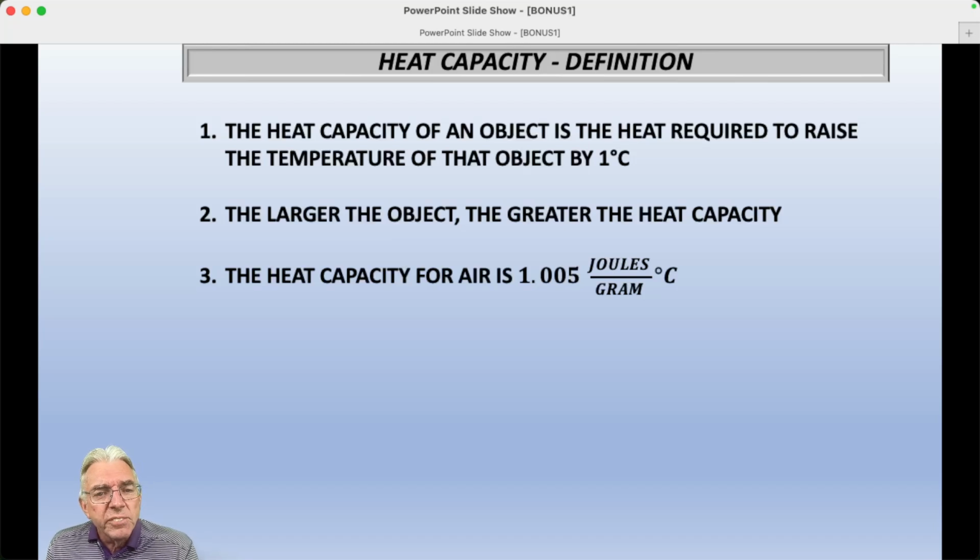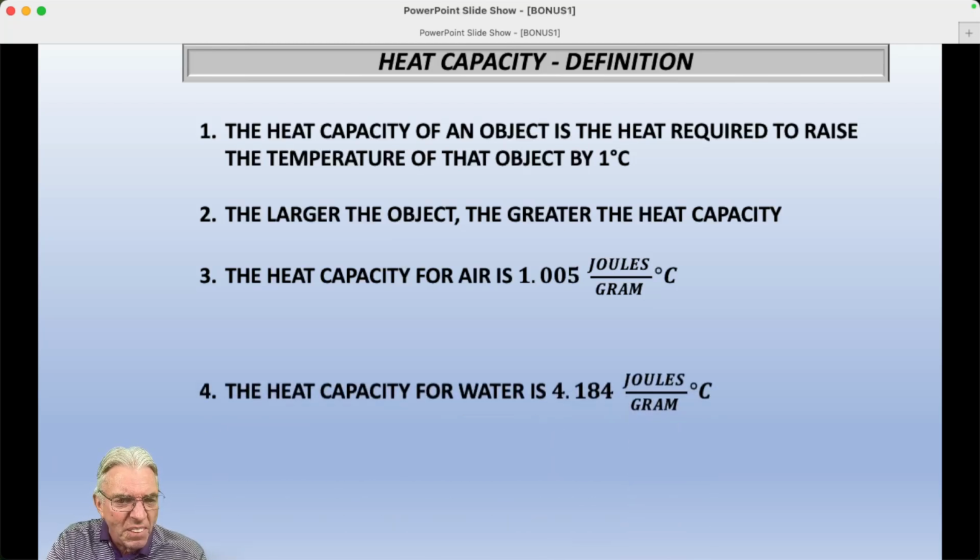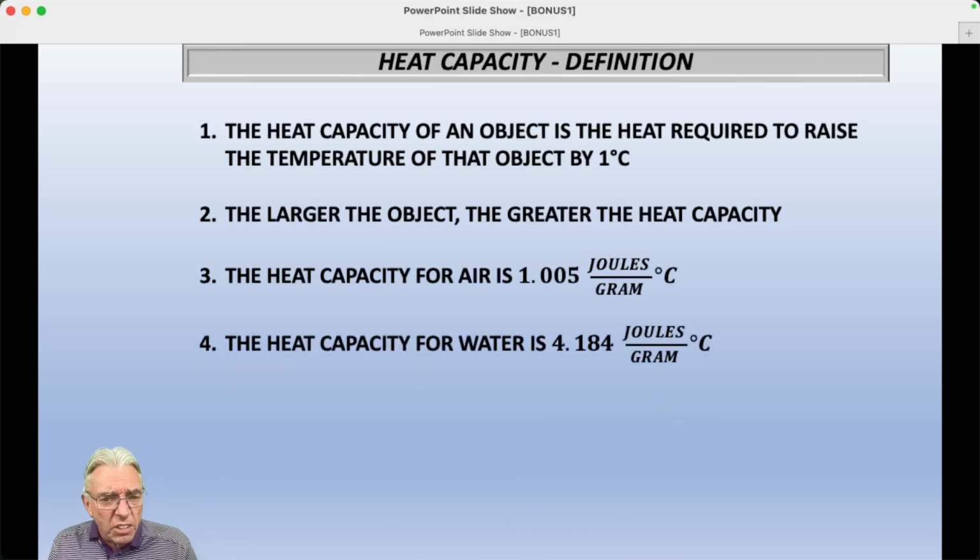Okay, the heat capacity for air is 1.005 joules per gram degrees Celsius. Now don't worry about the units here. The only thing worth remembering is the numbers. So just keep 1.005 in the back of your mind for a second. And the heat capacity for water is more than 4 times that, 4.184 joules per gram times degrees C. So obviously it takes a lot more heat to raise the temperature of water by the same amount than it does for air.